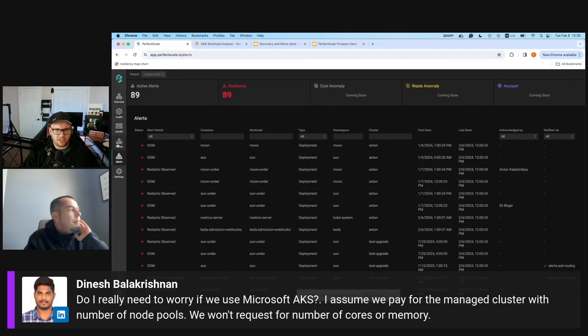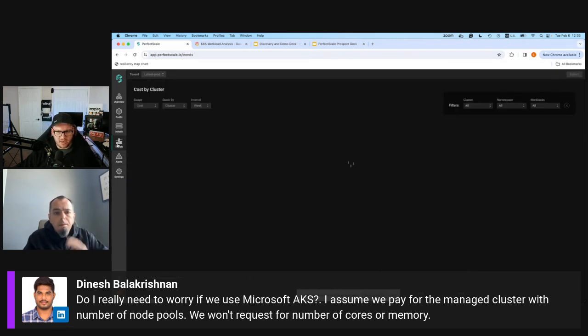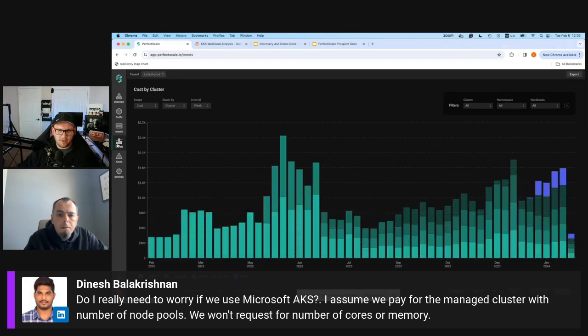So this actually leads us into a really good question that just came in. And this is a question that is probably popping up for a lot of people in their heads right now, because of the whole managed aspect of things, right? So, for example, the question is, do I really need to worry if we use AKS? I assume we pay for the managed cluster with number of node pools. We won't request for number of cores or memory.